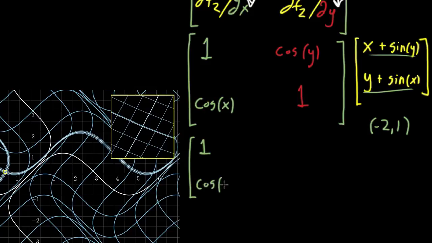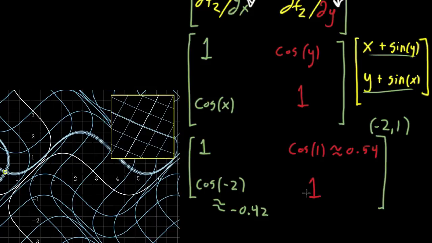but we're plugging in -2 for x, cosine of -2. And if you're curious, that is approximately equal to, I calculated this earlier, -0.42, if you just want to think in terms of a number there. Then for the upper right, we have cosine again, but now we're plugging in the value for y, which is 1, and cosine of 1 is approximately equal to 0.54. And then bottom right, that's just another constant, 1. So that is the matrix, just as a matrix full of numbers.